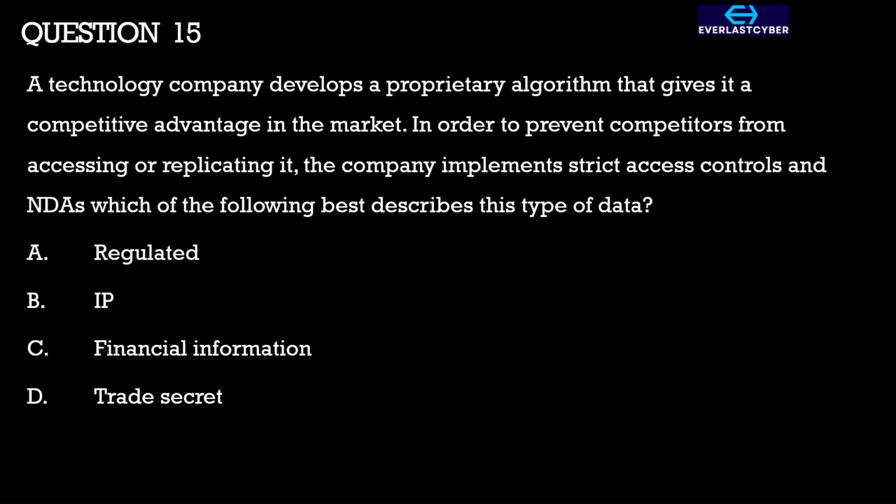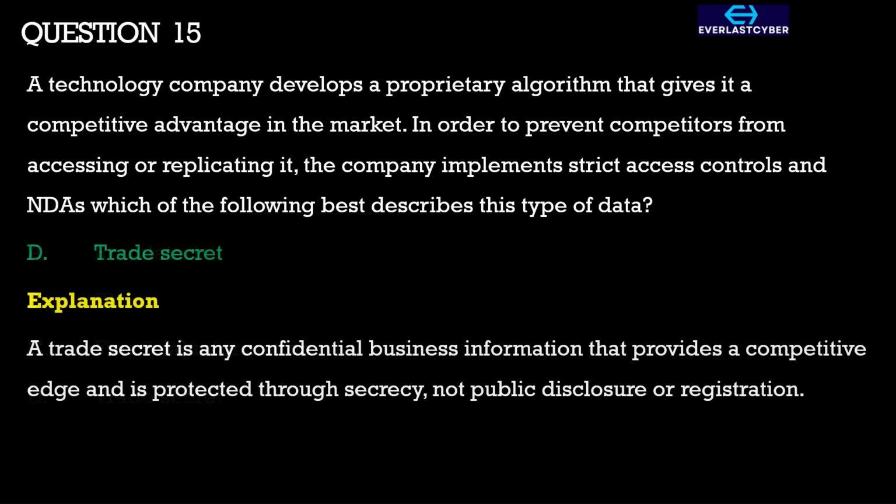Trade secret is any confidential business information such as formulas, processes, or algorithms that can provide a competitive edge and is protected through secrecy. So, based on the scenario we have, the company needs to prevent competitors from accessing or replicating the algorithm that they have. So, the best answer would be option D, trade secrets.